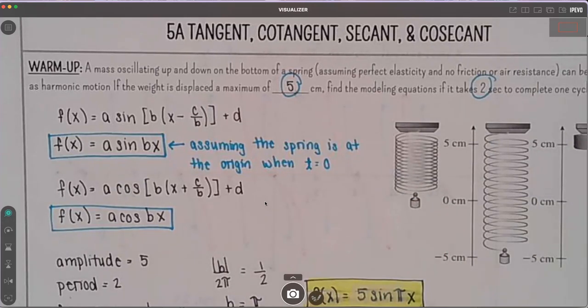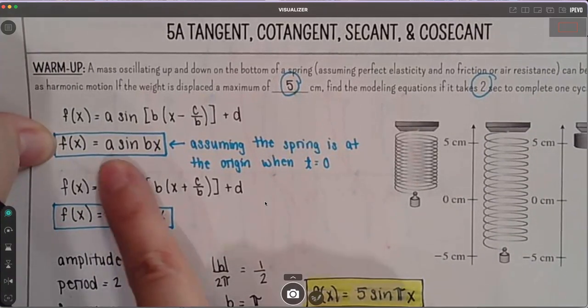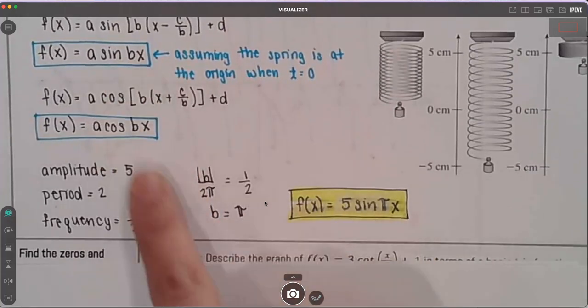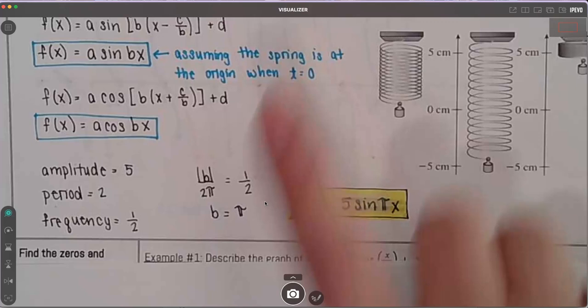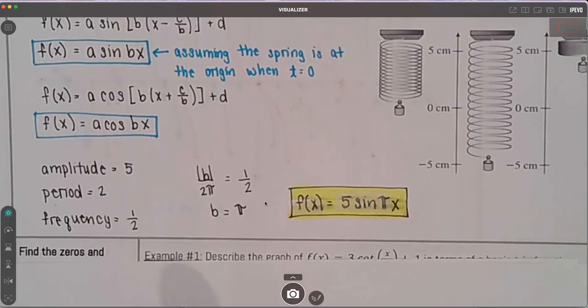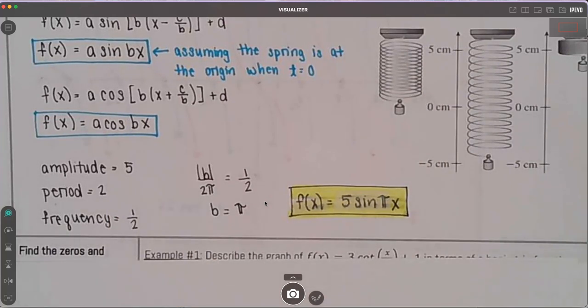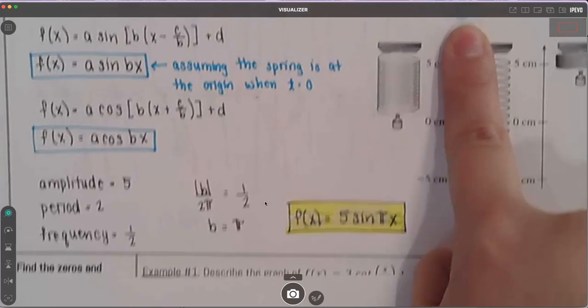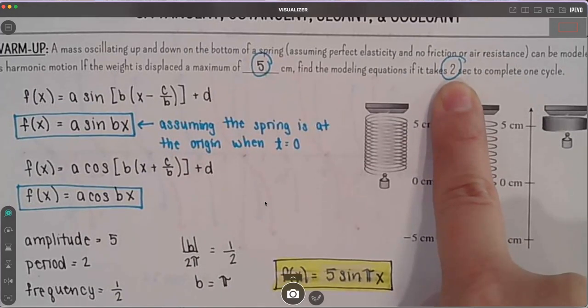Yes? Can you explain what the values are? Okay, so once you decide to use sine, we need to figure out what a and b are. The amplitude is 5, because we're told that it's going up and down a maximum of 5, right? The period is 2. Period is how long it takes to complete one cycle, and it says here it takes 2 seconds to complete one cycle.